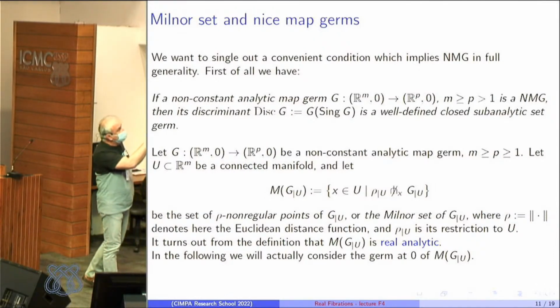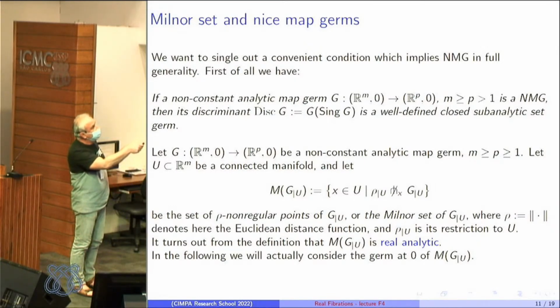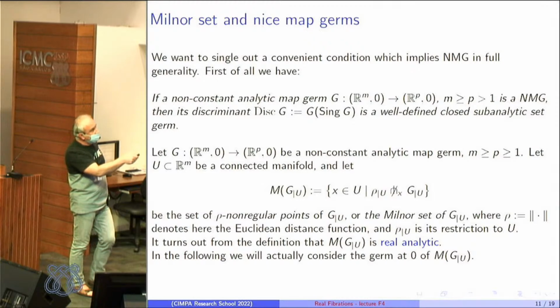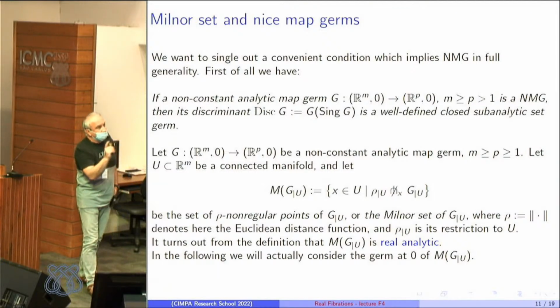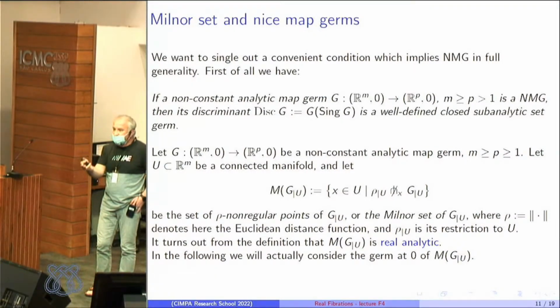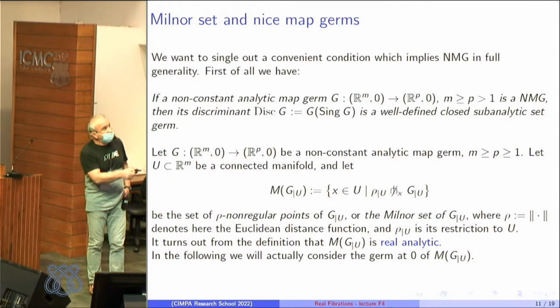Before I give you the definition, there is this remark over here that once we have a nice mapping germ, the discriminant set is a well-defined closed subanalytic set. Of course, it's well-defined. This is what the definition of NMG says. But the main point is that it is actually closed.